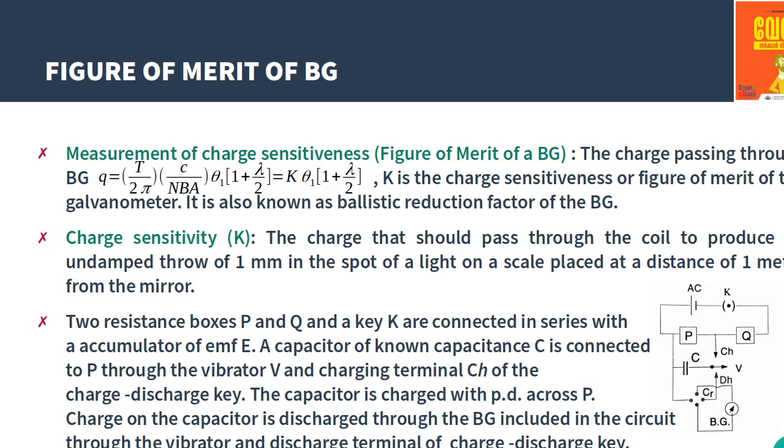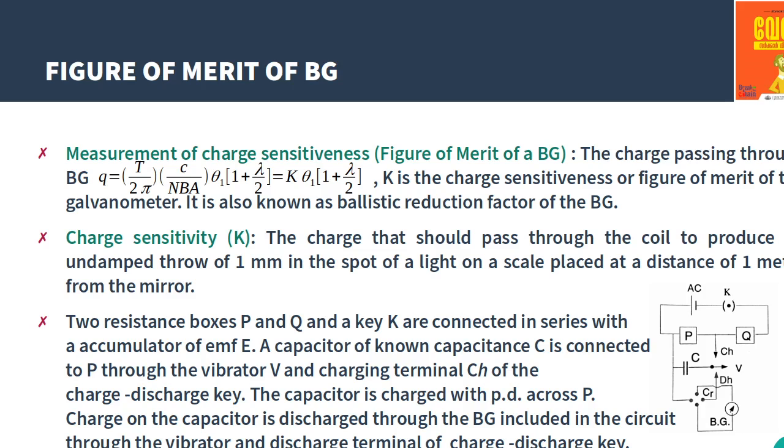In the previous class also we were saying undamped throw. If you wish, you can mention undamped throw in the current sensitivity also, but here we are making it more complete. We say: to produce an undamped throw of 1 mm in the spot of light, because the spot of light is moving on a scale placed at a distance of 1 meter from the mirror.